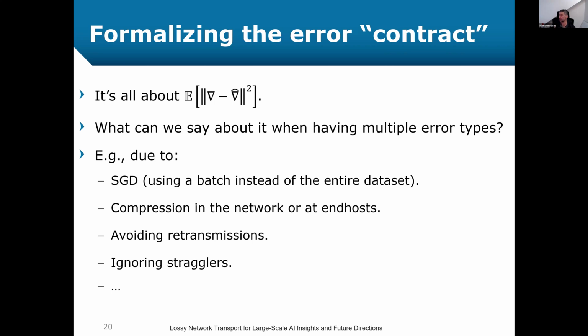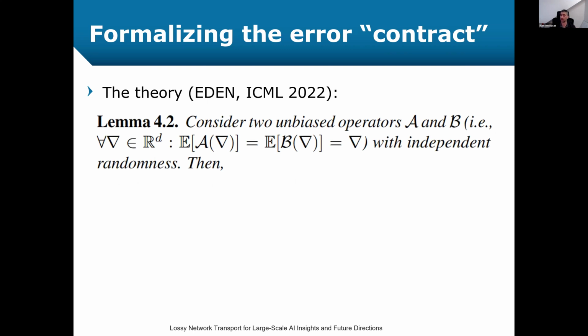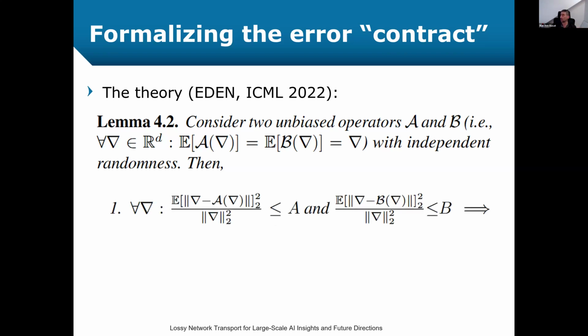So we have several of these, and now we wanted to know what happens when we combine them. In the original theory paper, we also have this theoretical result, which says if you have two lossy operators, and it could be one of them is just sampling a batch, the other one would be one of the suggestions we saw earlier, and you know how much noise each of these add individually, then we can bound how much noise they add if you run both of them in parallel.